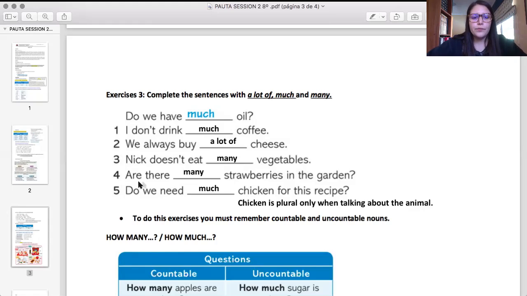Number 4, are there many strawberries in the garden? This is a question, and we can count strawberries, so we use many. And number 5, do we need much chicken for this recipe? As I told you, chicken is uncountable when we are talking about food. And it's a question, so we use much.